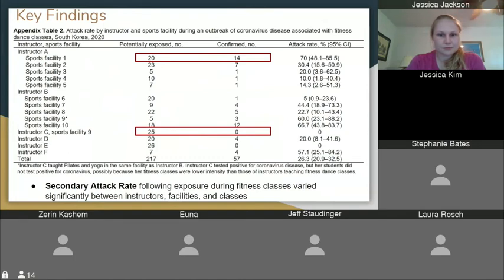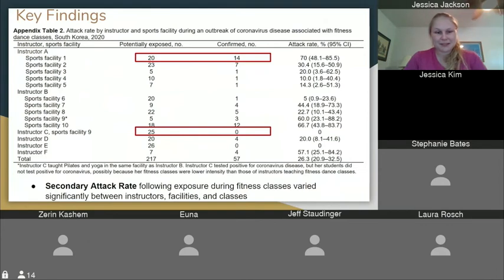So, Jess, I was just wondering, according to this table there's an association between transmission and high intensity classes, such as fitness dance classes. Do you think it would be reasonable that when gyms open up again, with precautions in place, we only allow low intensity classes such as Pilates or yoga and cancel all fitness dance classes?